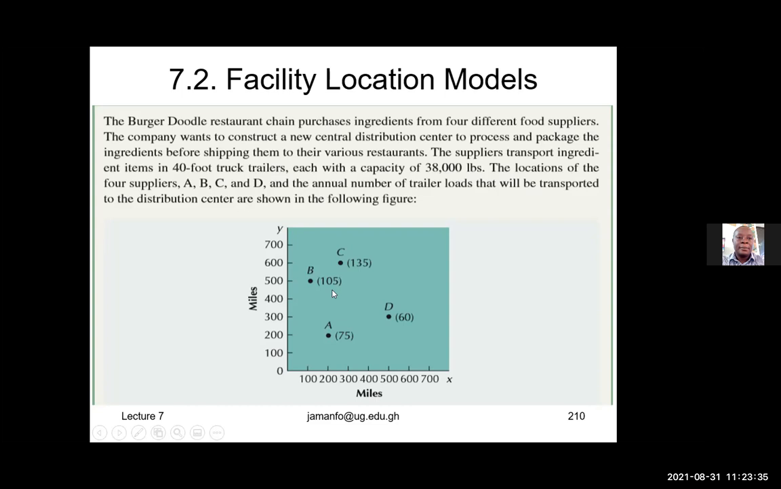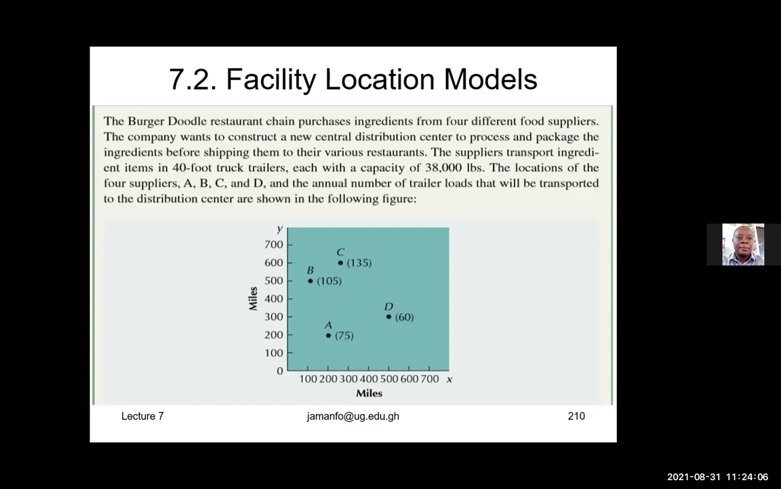And you see that because the technique took into consideration the weight of shipment from each individual supplier, the central location is now closer to B and C because of the volumes of shipment from there. So 238, 444 will be somewhere around here. And that is the center of gravity technique. You know what gravity is, yeah?